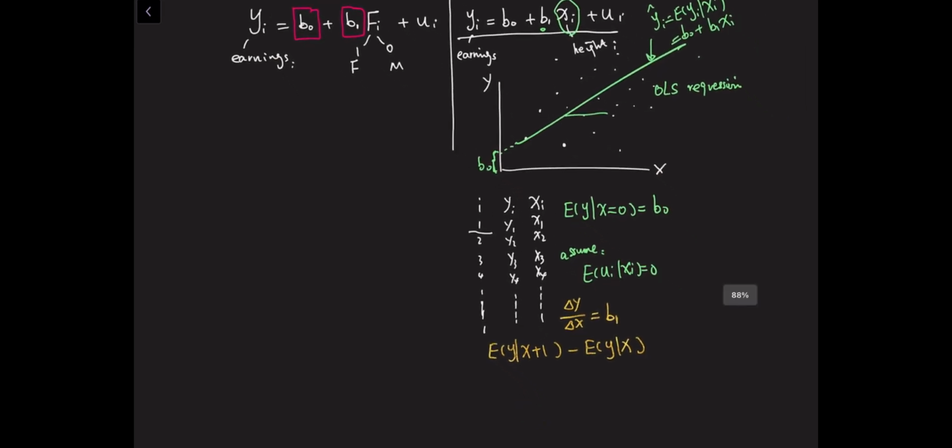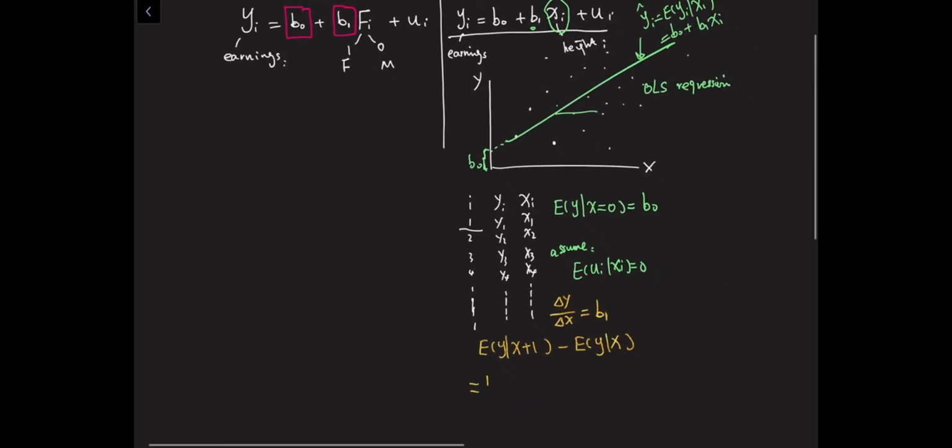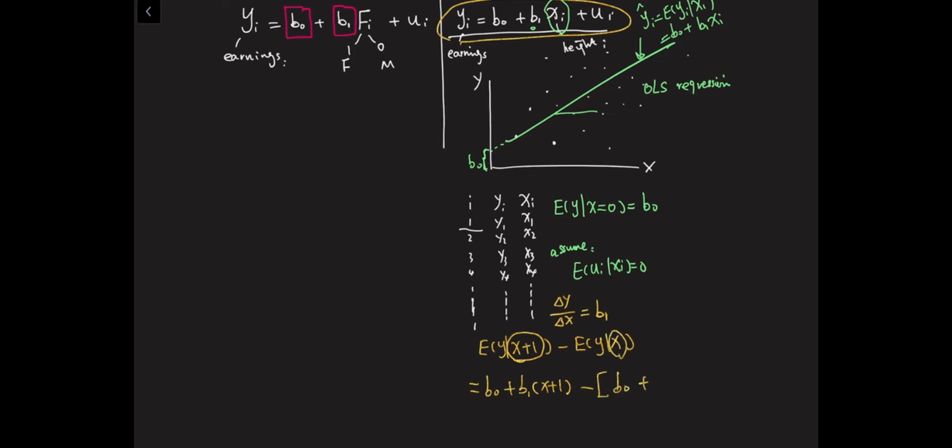Right? So you get that, and zoom out a little bit, so you get this equals B0 plus B1 times x plus 1. Plug x equals x plus 1 into this regression, right? You get the value of y. And minus, plug x into this regression, B0 plus B1x. You get this B0 cancel out, B1x plus B1 minus B1x is B1. So this B1 gives us the change in the expected value of earnings when there's a 1 unit change in x, right? It's basically the slope, right?